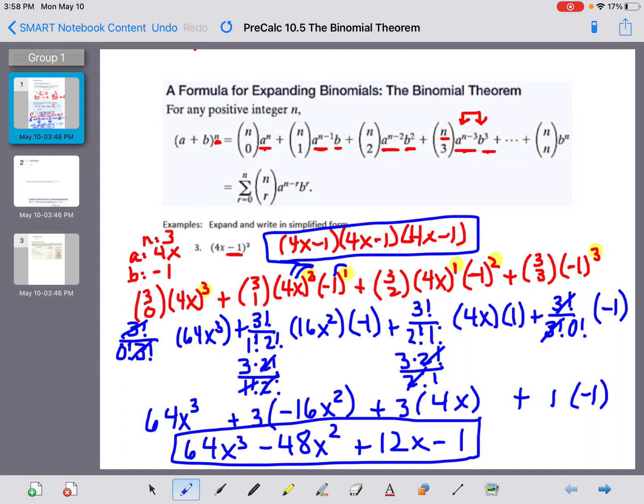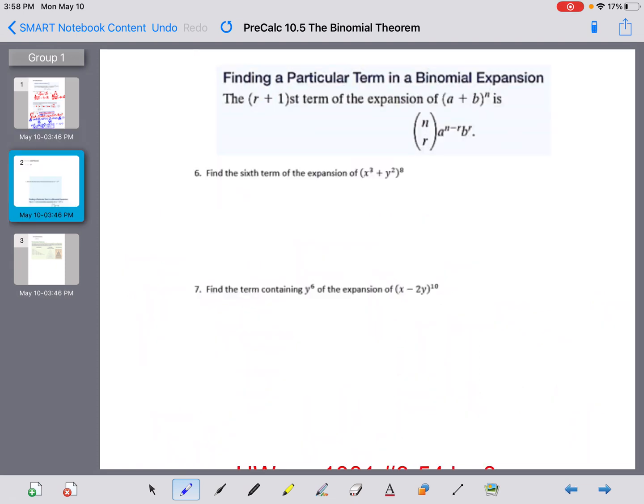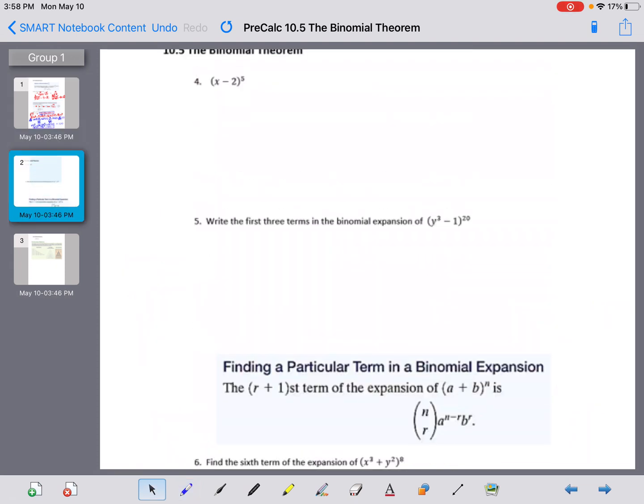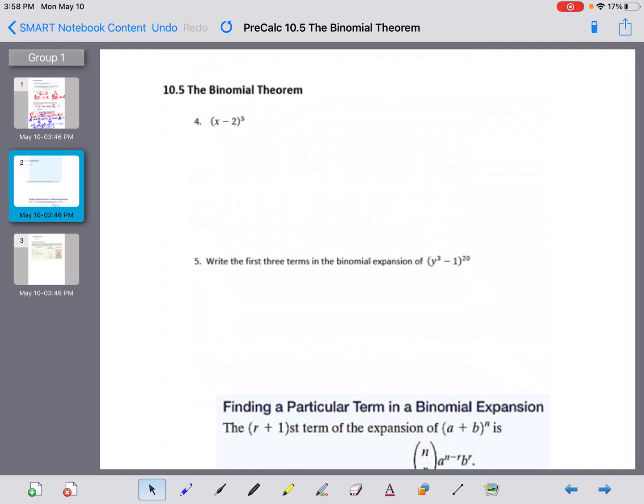All right, let's try another one. So go into the second page. Ooh, to the 5th power. Okay, so super important, we know our terms. So my n is going to be 5 because I have to the 5th power. My a is just positive x, and my b here is negative 2.